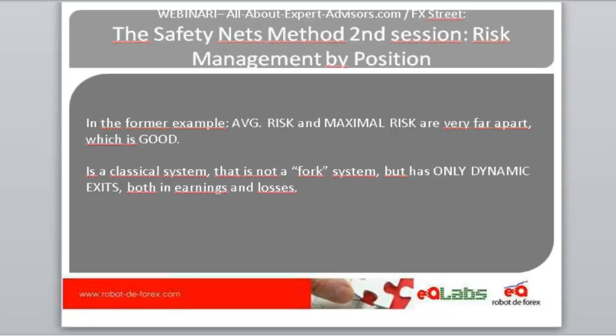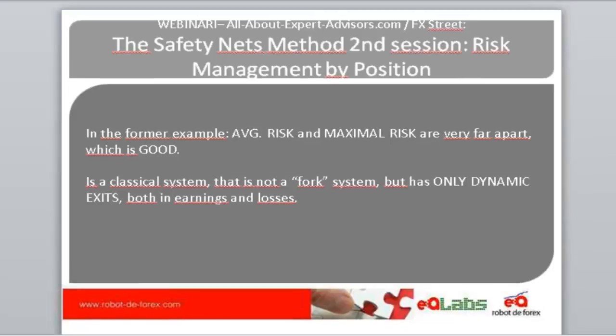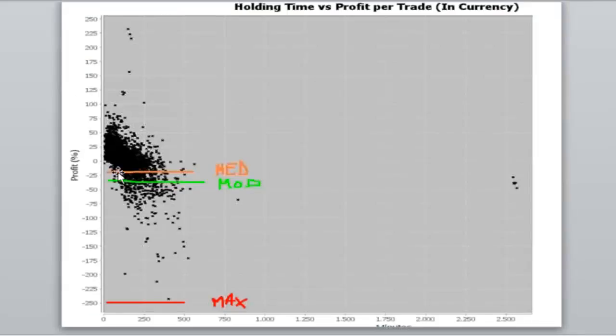So what happened with the first system? It was not a fork system. You see it, the first system. You know what happened? You see the exit points here. They seem quite chaotic. The same, the losses here, right? Seems quite chaotic. You know why? Because it has dynamic exits. It doesn't have a fixed stop loss. It doesn't have a fixed take profit. It's just based on a formula, right?